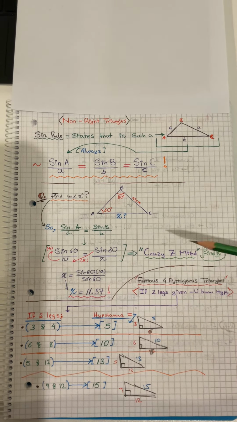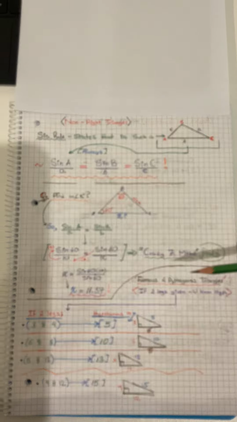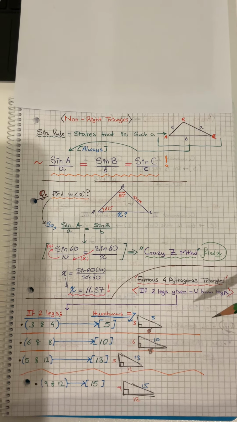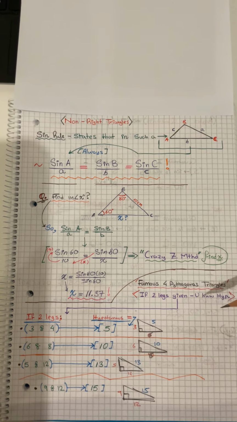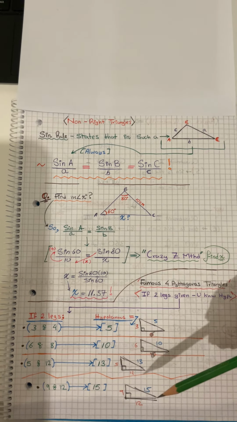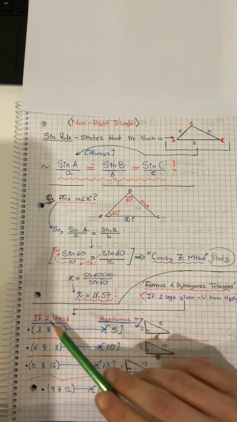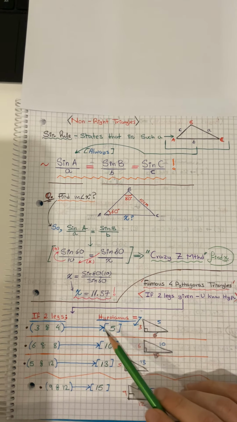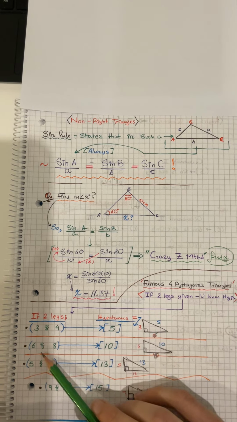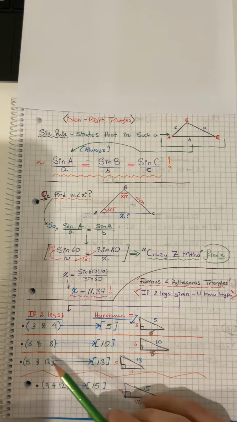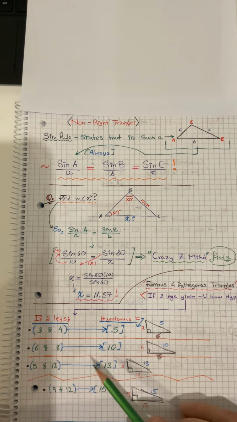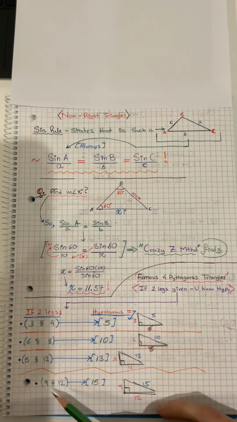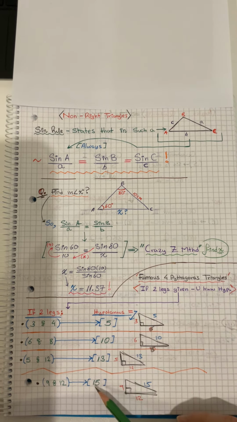Great. Now, before I end this video, I'm going to be showing you 4 famous Pythagoras triangles, okay? If 2 legs are given, we can know the hypotenuse just by memorizing the 4 famous triangles. Now, if the 2 legs are 3 and 4, hypotenuse is always 5. If the 2 legs are 6 and 8, hypotenuse is always 10. If the 2 legs are 5 and 12, hypotenuse is always 13. And if the 2 legs are 9 and 12, hypotenuse is always 15.